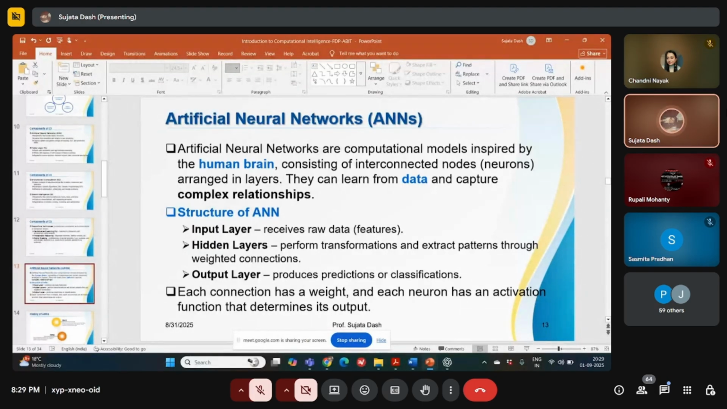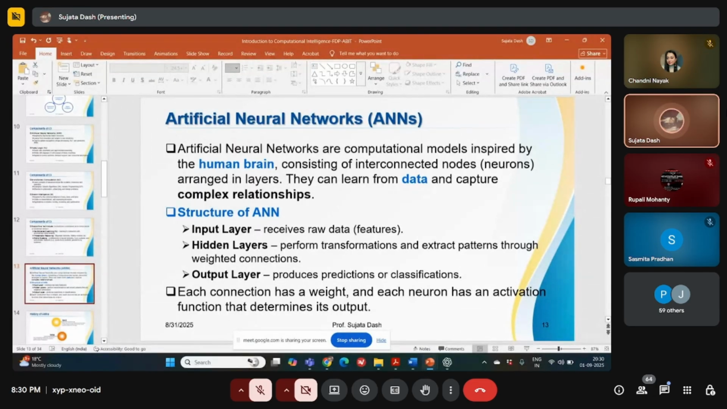So neural network, as I have already told you, the inspiration we have taken from the human brain. Just like our brain has billions of neurons connected in a network, ANNs are made up of artificial neurons. We call them nodes, and they are massively connected by links. Those links we call weights.